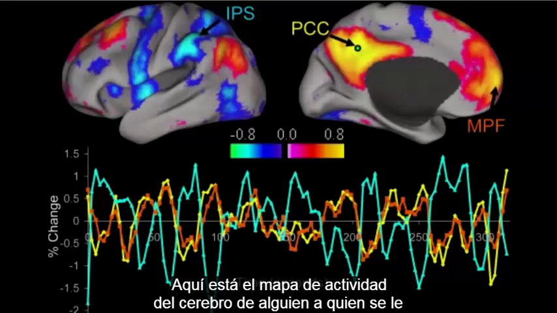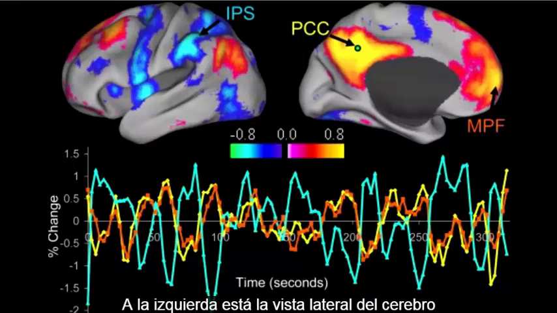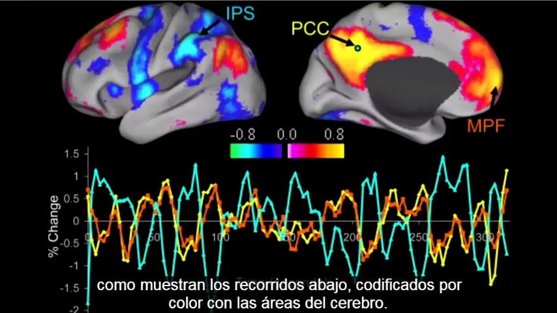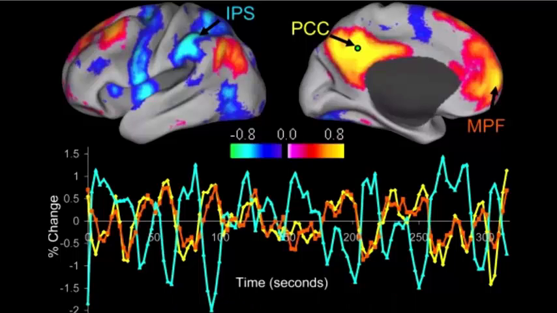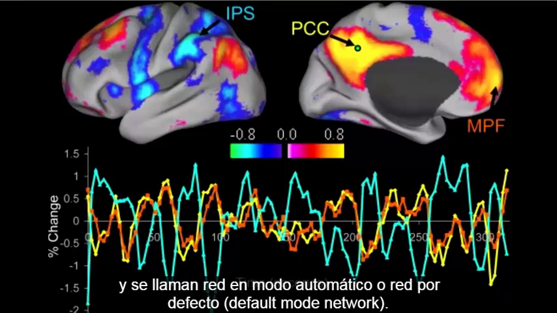Here is the activity map of someone's brain who was asked to lie still at rest in a brain imaging scanner. On the left is the side view of the brain, and on the right is the view from the midline. The colors indicate brain areas whose activities were highly correlated, as shown by the time courses below, color-coded to the brain areas. The blue areas are highly active when the subject interacts with the world, but turn off in the resting state. The red-orange areas are most active in the resting state and are called the default mode network.